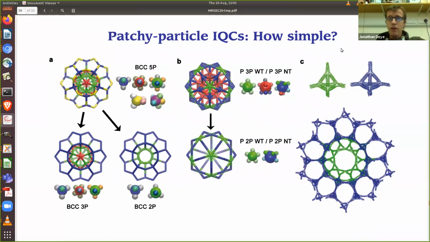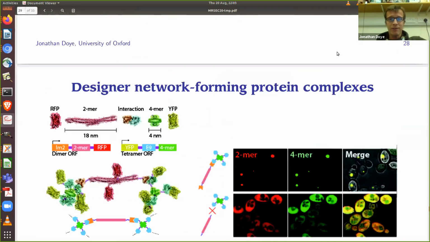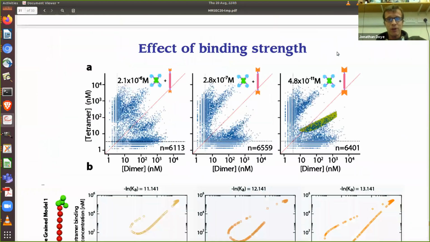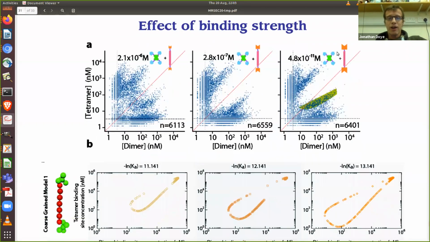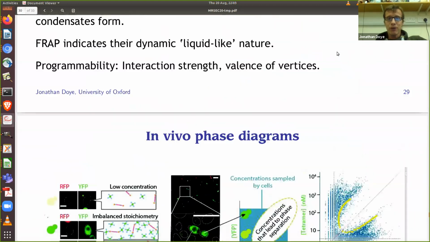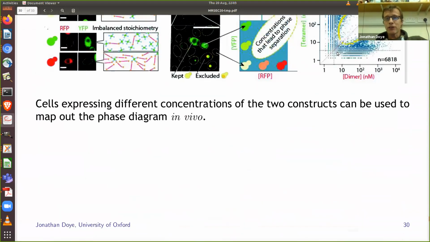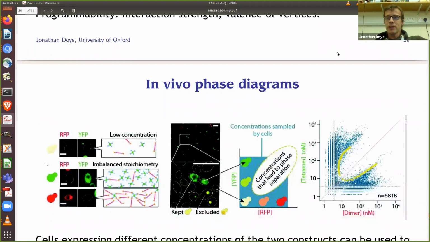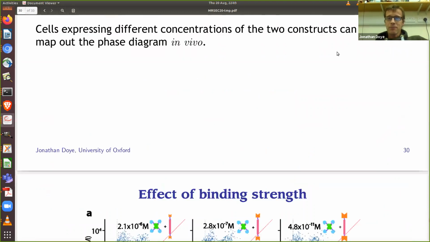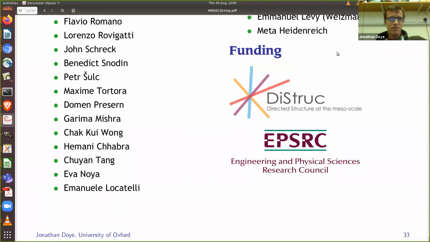I'm over time, so I won't tell you about these beautiful experiments with Emmanuel Levy about looking at in vivo phase diagrams of two component systems of tetramers and dimers. Dimers form the edges in this network and tetramers form the vertices in this network. And they can measure phase diagrams in vivo. But I won't mention that.